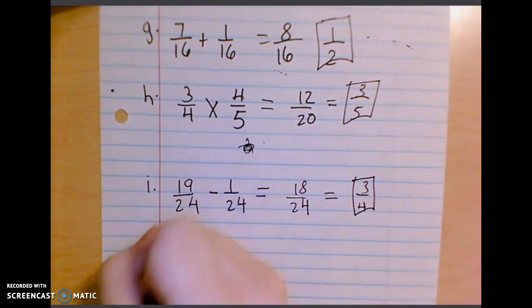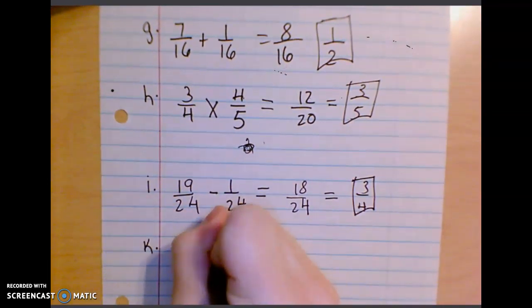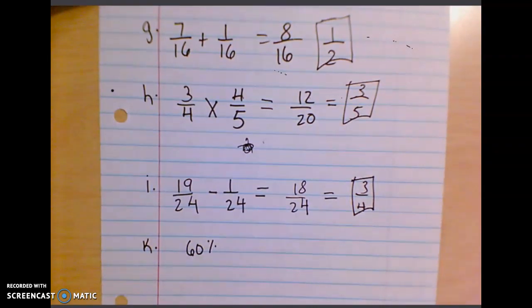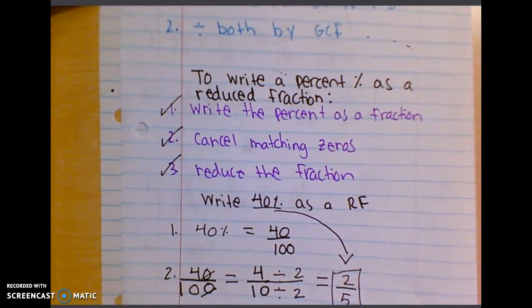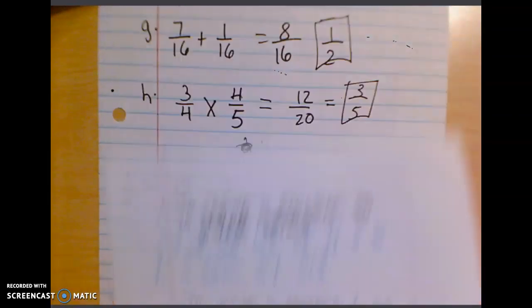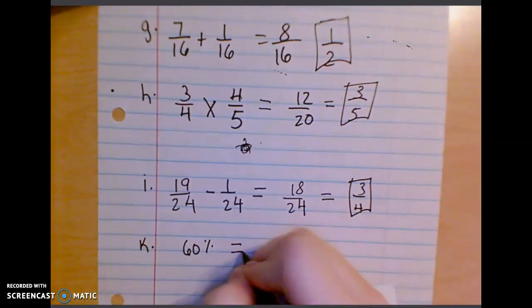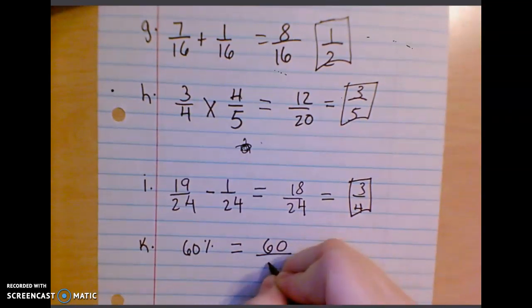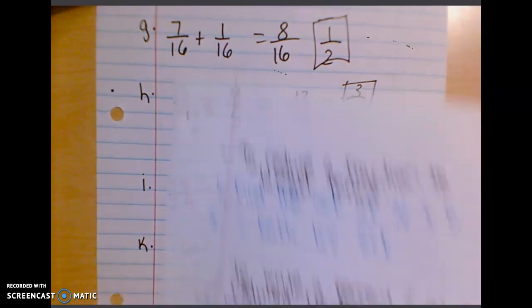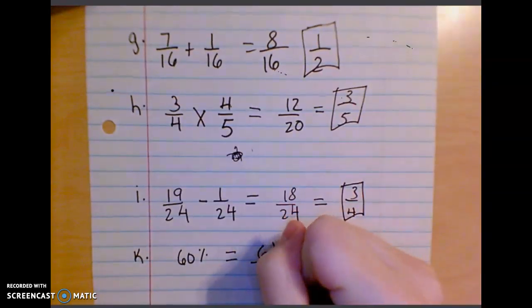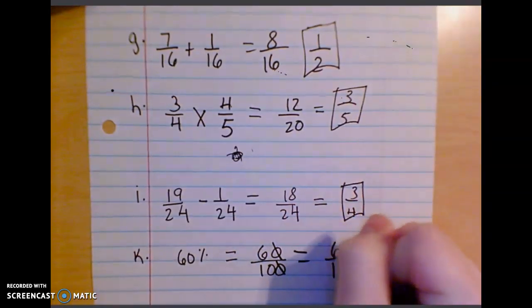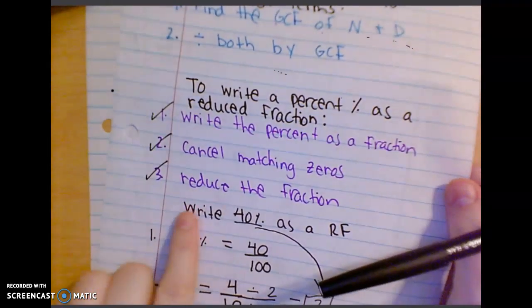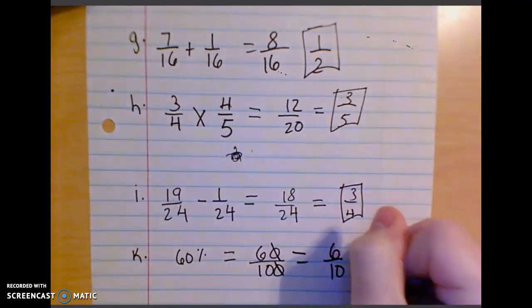And look at K, 60%. Go back, find your 3 steps. So the first thing we do, write the percent as a fraction. Every percentage is out of 100. Second step, cancel matching zeros. Cancel matching zeros. Third step, reduce the fraction.